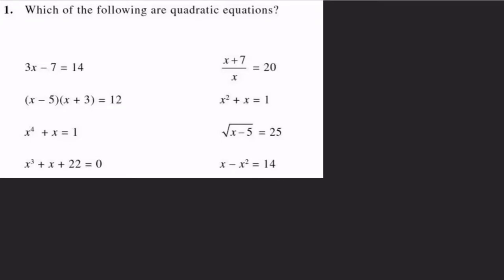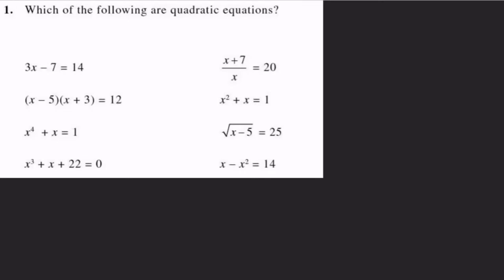Let's start off by first defining what a quadratic is. This one says, which of the following are quadratic equations? Well, the definition of a quadratic is that it is a polynomial of degree 2, meaning that of all its terms, the highest exponent that you'll see, the highest degree term, will be x squared or some other variable squared.